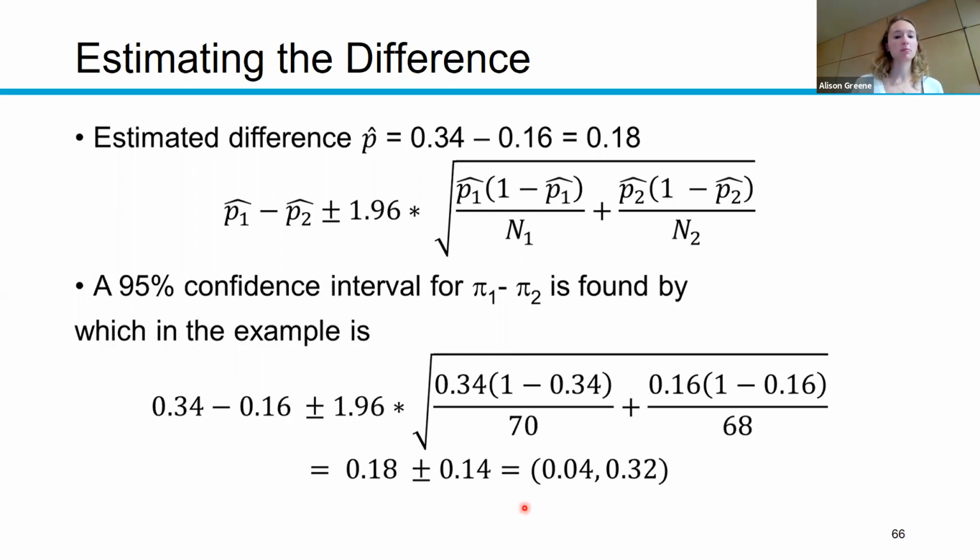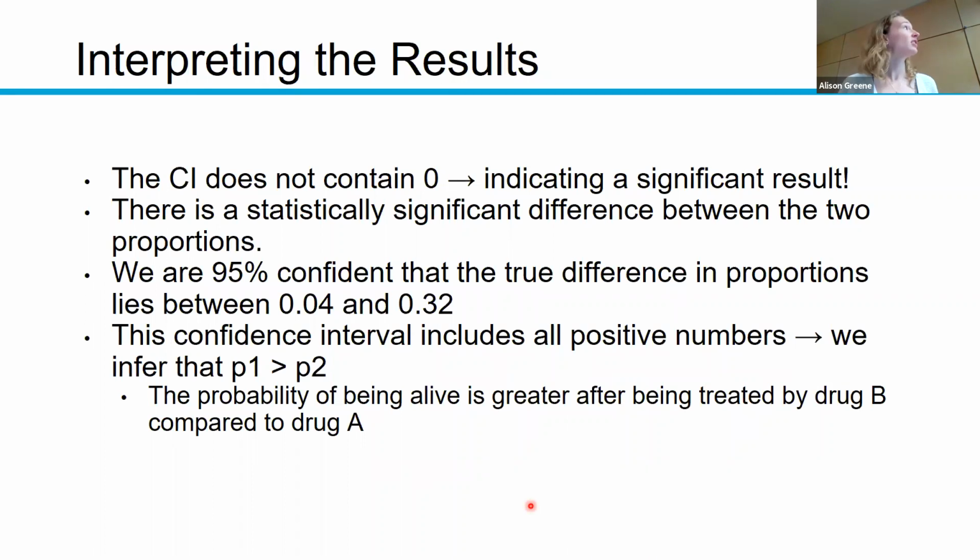We end up with this 0.04 to 0.32 as our estimate. Now, how do we interpret that? So the first thing, the confidence interval does not contain 0, indicating a significant result. We don't have much confidence that the true difference is 0, which would indicate that they're the same. There is a statistically significant difference between the two proportions. We can also say we're 95% confident the true difference lies between 4 and 32%.